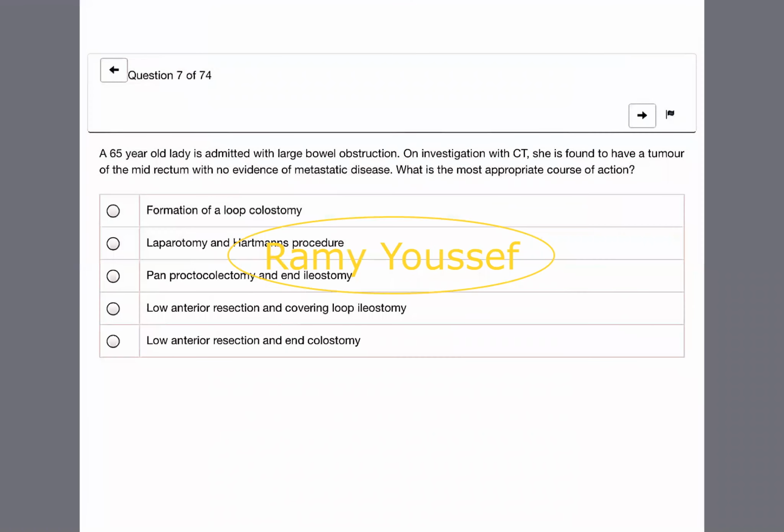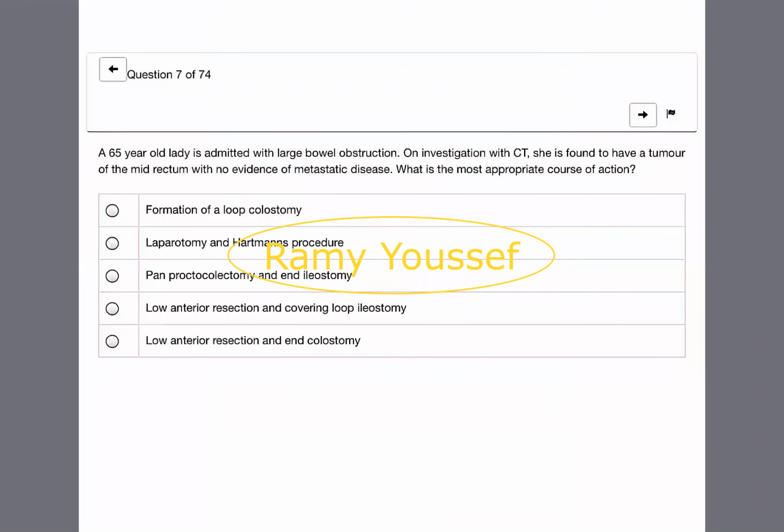Okay, next question, Dr. Nuran. A 65-year-old lady is admitted with large bowel obstruction. On investigation with CT, she is found to have a tumor of the mid-rectum with no evidence of metastatic disease. What is the most appropriate course of action? A. Formation of a loop colostomy. B. Laparotomy and Hartmann's procedure. C. Panproctocolectomy and end ileostomy. D. Low anterior resection and covering loop ileostomy. E. Low anterior resection and end colostomy.